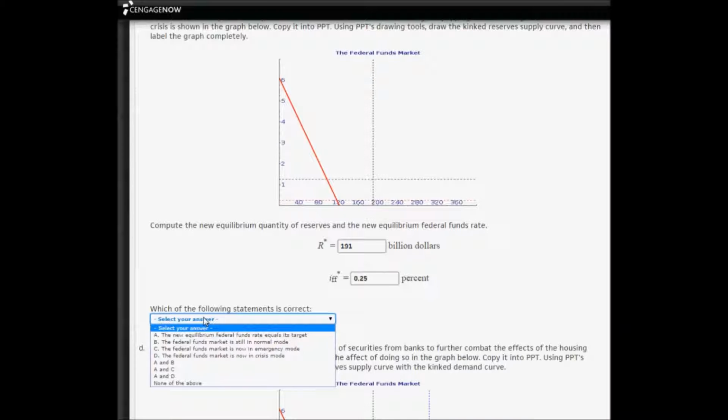Which of the following is true? The new equilibrium federal funds rate is equal to its target. However, the federal funds market is no longer in normal mode. It's not in emergency mode. It is in crisis mode. So A and D are correct.